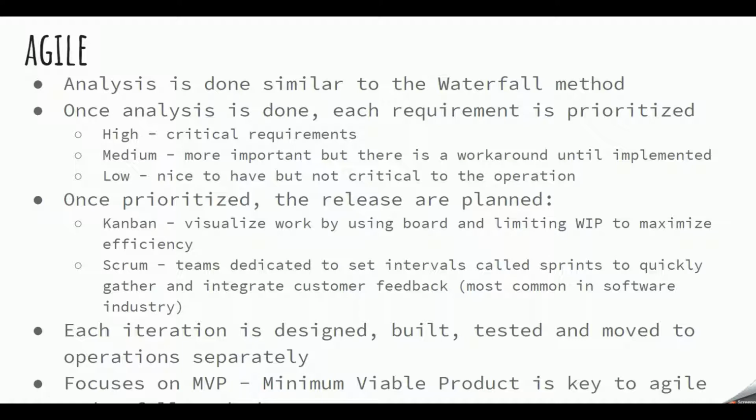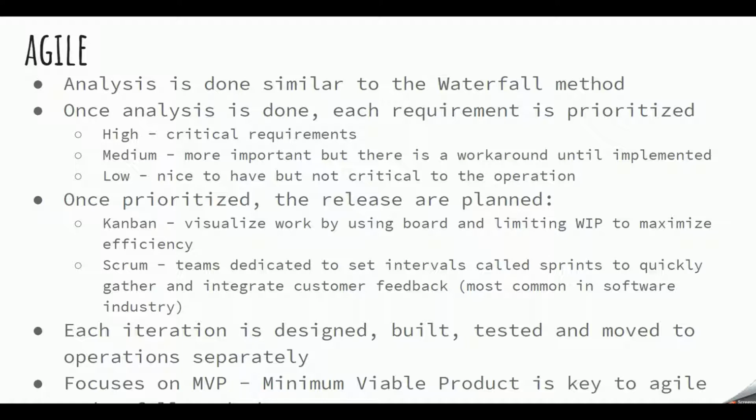So what is MVP? It's a minimum viable product. It is actually the key to Agile and Agifall methods. So Agile and Agifall methods don't focus on having everything perfect in the end.